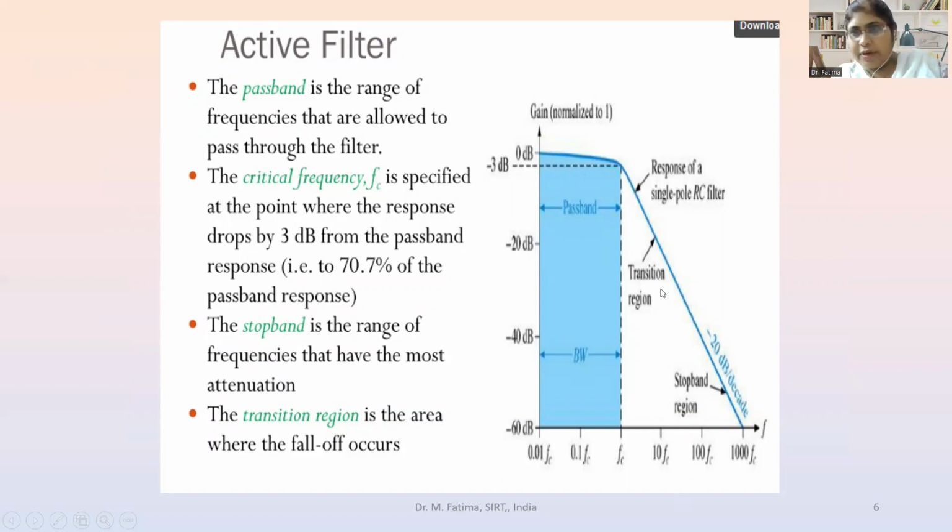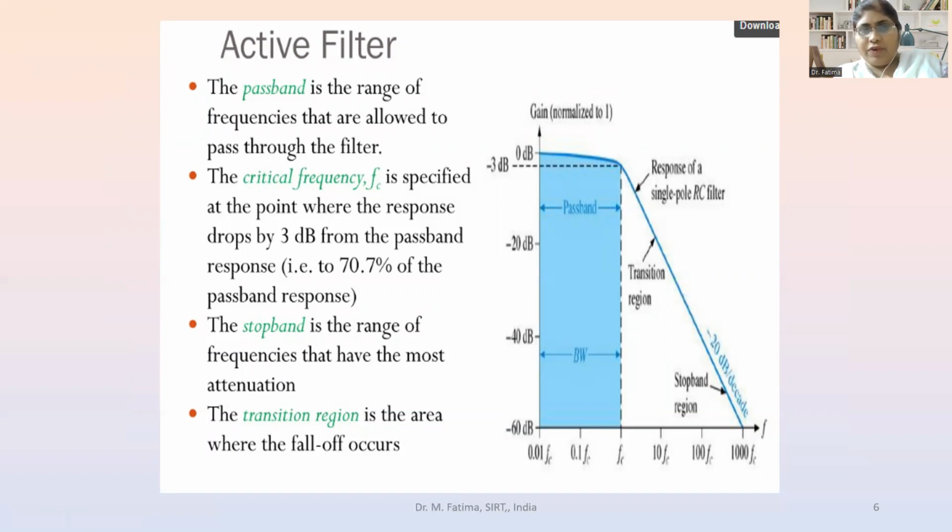This is the stop band, from this region to this region. So this is representing the stop band. Next is the transition region. The transition region is the area where the fall off occurs. You can see this fall off occurs here. The output voltage is reducing. So this region is called the transition region.